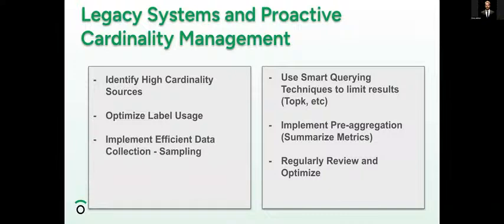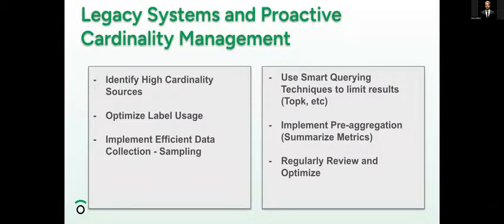When it comes to querying your data, using smart querying techniques can help minimize the cardinality you're working with. For example, functions like top K and bottom K allow you to limit the number of returned data points, focusing on the most relevant ones. And by writing targeted queries that focus on specific label combinations, you can avoid querying all possible combinations, which keeps the system performing efficiently.